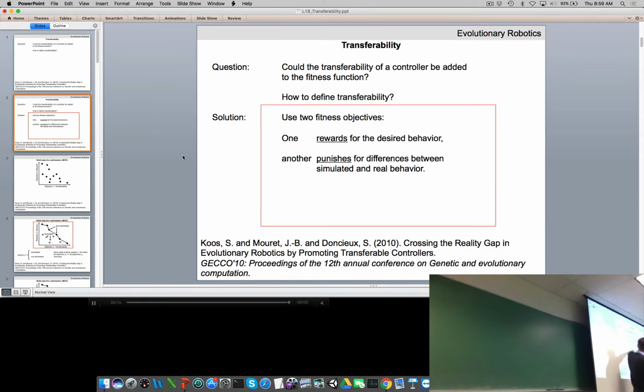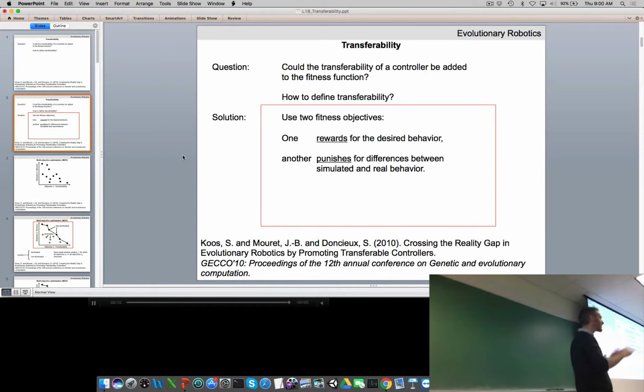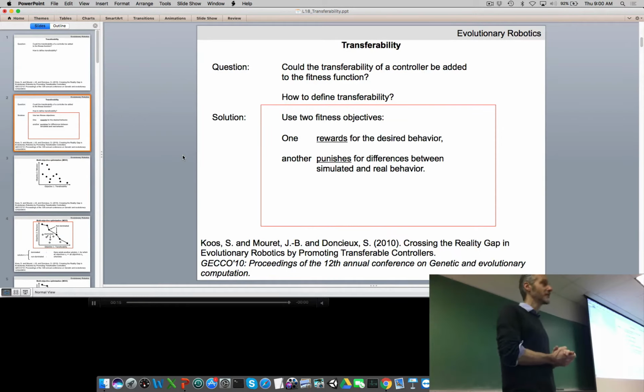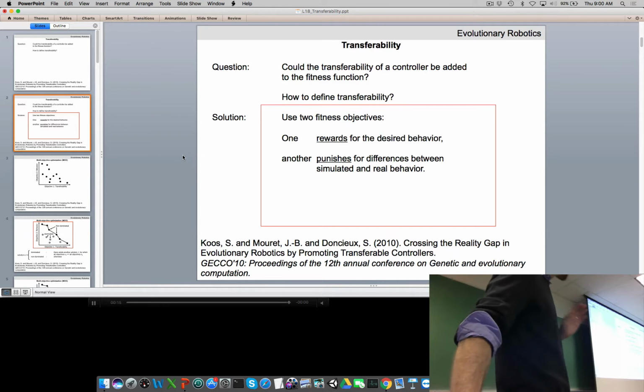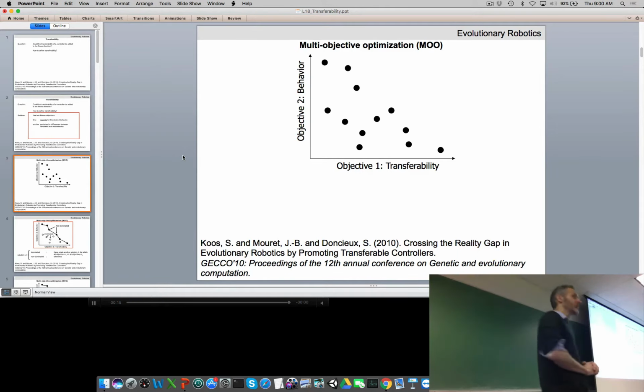The second one is going to punish for non-transferability, or reward for transferability, if you like, right? How transferable is a controller? So a controller has to exhibit two properties: get the robot to move quickly and cross the reality gap. We've got these two objectives. As we've touched on in this class before, it's tricky when you're trying to get evolution to optimize two different fitness objectives. So we're going to take a digression for a moment and talk about multi-objective optimization here. This is a very common method in evolutionary computation.